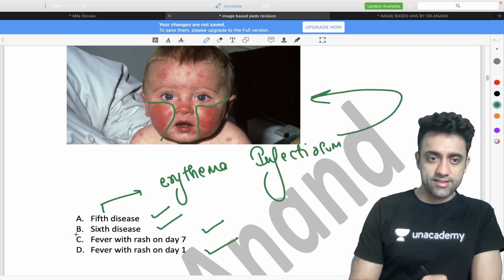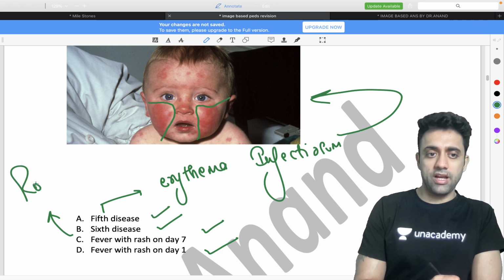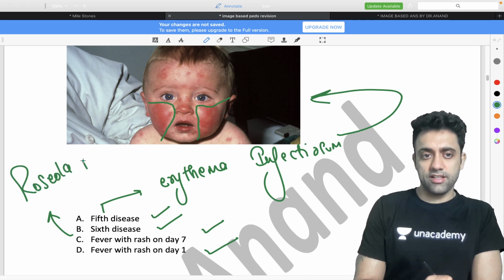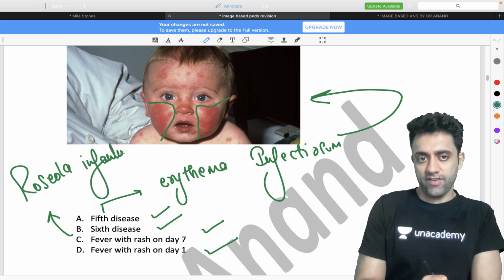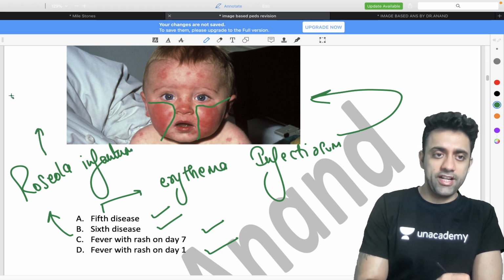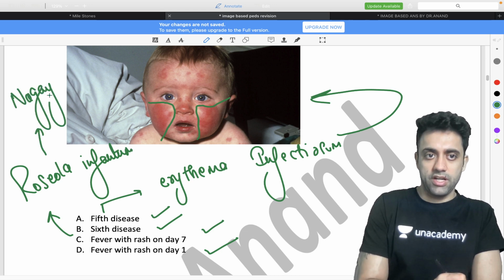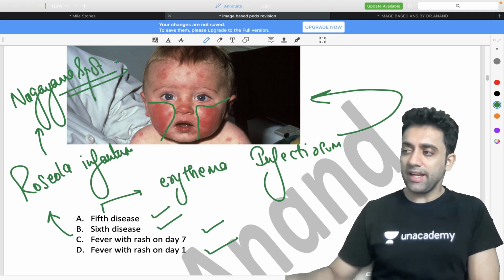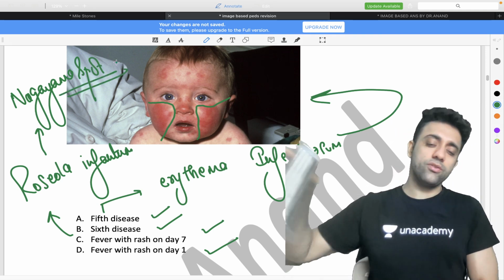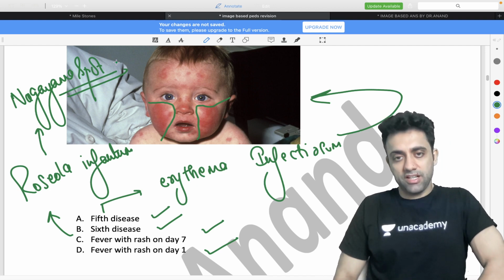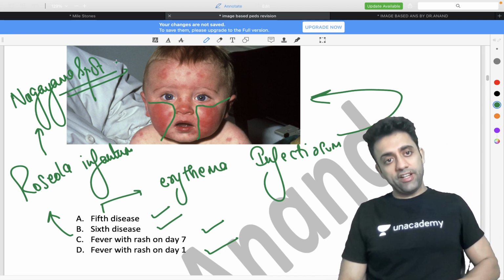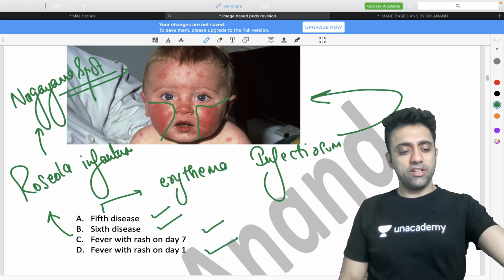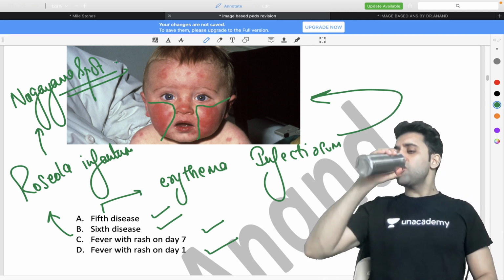Whereas sixth disease is nothing but roseola infantum, and in roseola infantum you see Nagayama spot. These two signs are important. In erythema infectiosum you see slap cheek appearance, whereas in roseola infantum you see Nagayama spot. Sir, what is Nagayama spot? What does it look like?